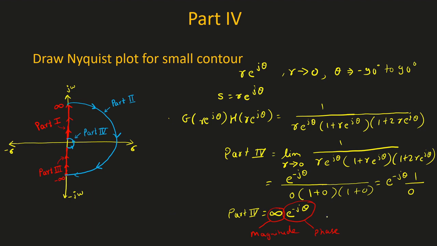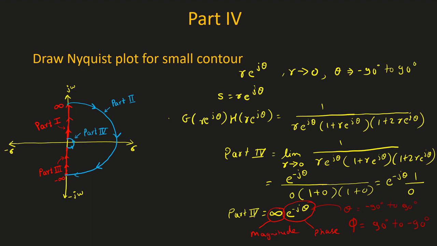So obviously infinite magnitude will be there, and the phase here, theta is varying from minus 90 degrees to plus 90 degrees. If we put this theta value into this form, then the phase I'll get is plus 90 degrees to minus 90 degrees.